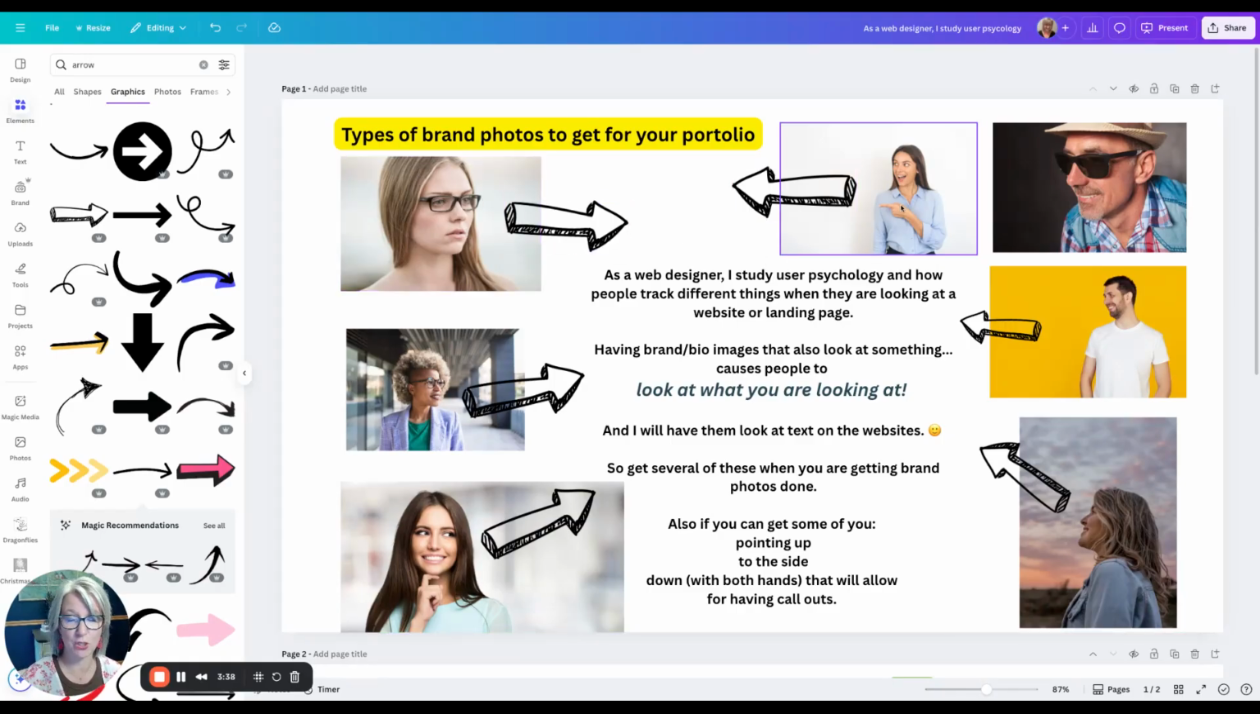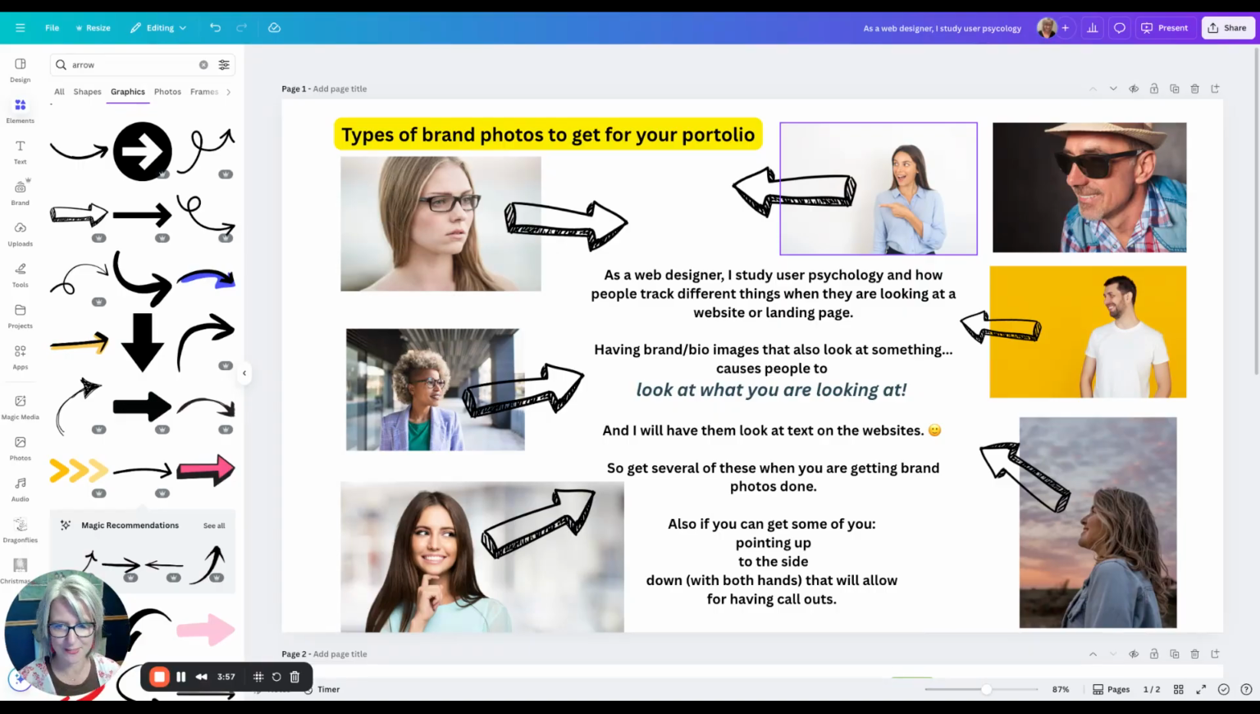Take some images where you're pointing up or pointing over here. You can use one hand, you can use two hands. Do some like this where you're pointing down, and you could potentially have a block of text where you want them to look, because you're basically, without telling them, telling them to look down.